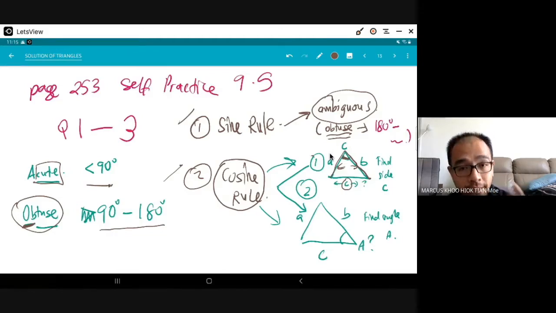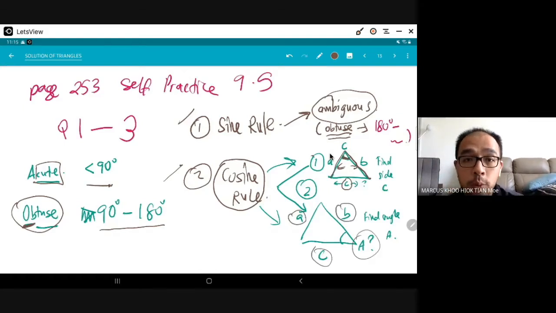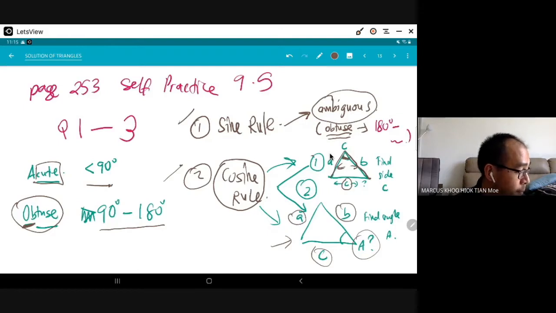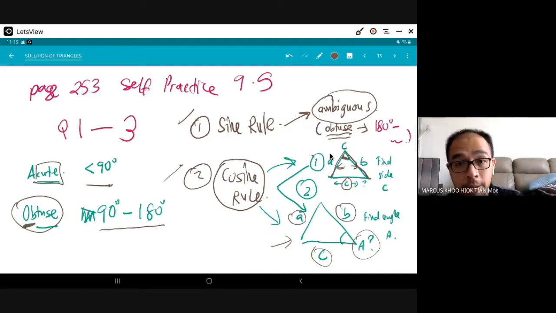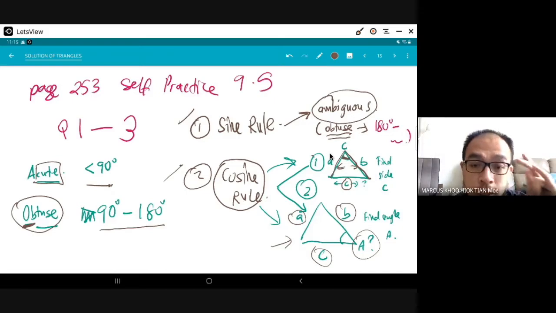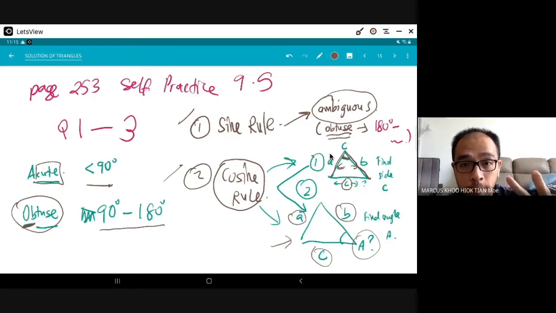The second situation is if I give you three sides and I ask you to find one of the angles. This one also we have to use the cosine rule, except that in this situation you have to move things around a lot of times. So these are the two situations where we use the cosine rule.